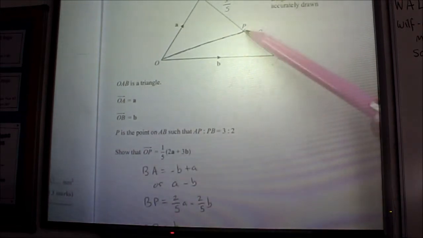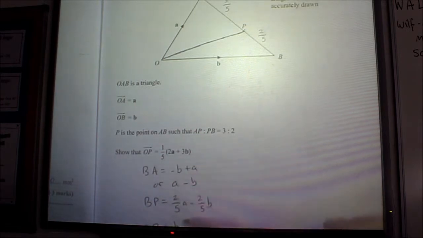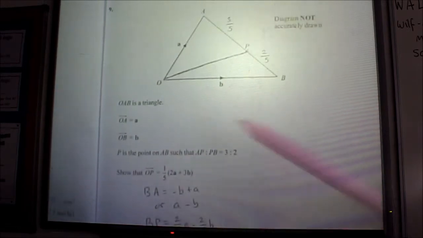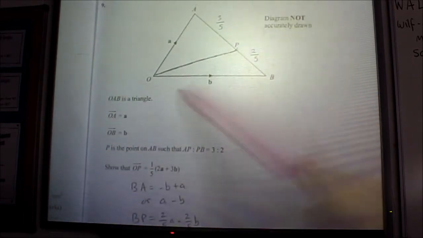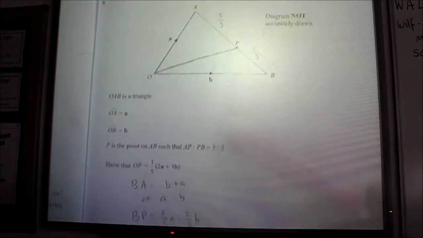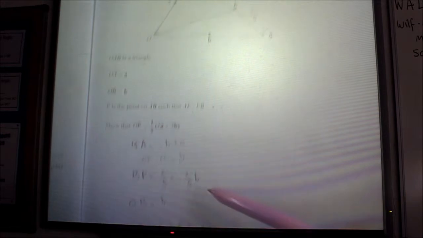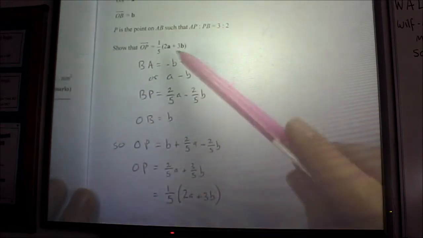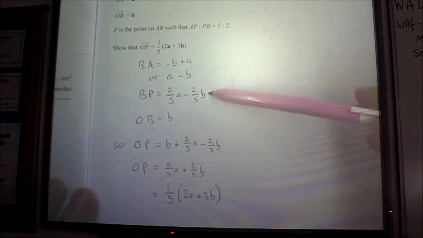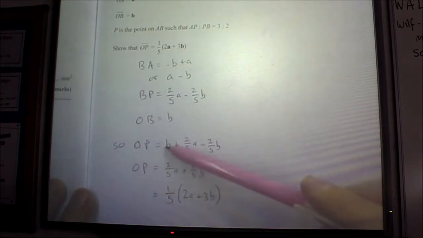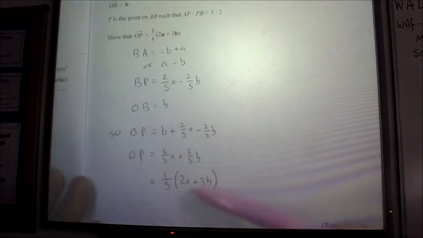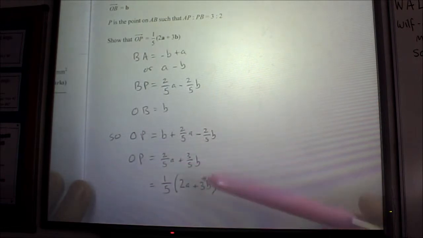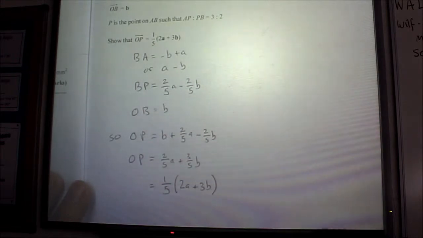To go from B to P, it's 2/5 of this. So it's 2/5 A, take away 2/5 B, that's fine. To go from O to B, it's just B, so I've got there. So O to P, you want to go along here, which is B, and up there, which we've said is 2/5 A, take 2/5 B. So OP is B, that's the one that's going across, add this one here. Simplify this down a little bit, so for example B, take away 2/5 B is 3/5 B, and the 2/5 A stays the same. You can factorise this, what's common in that and that? Well, 1/5, so 1/5 outside the brackets, so it's 1/5 2A, add 3B, and that's what we're asked to show.